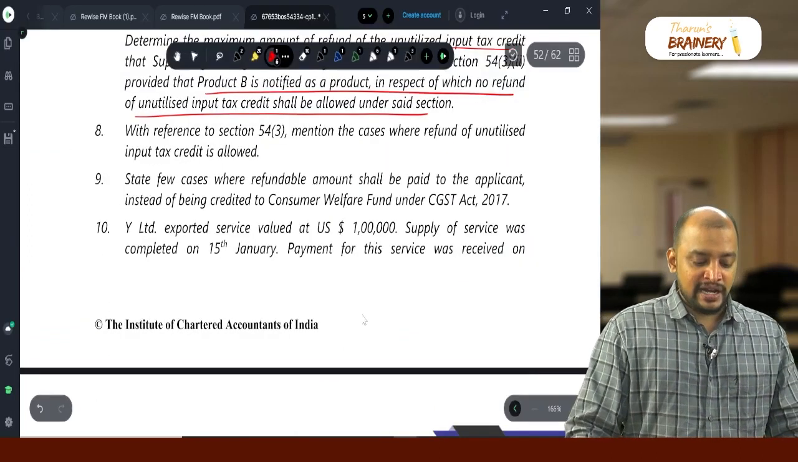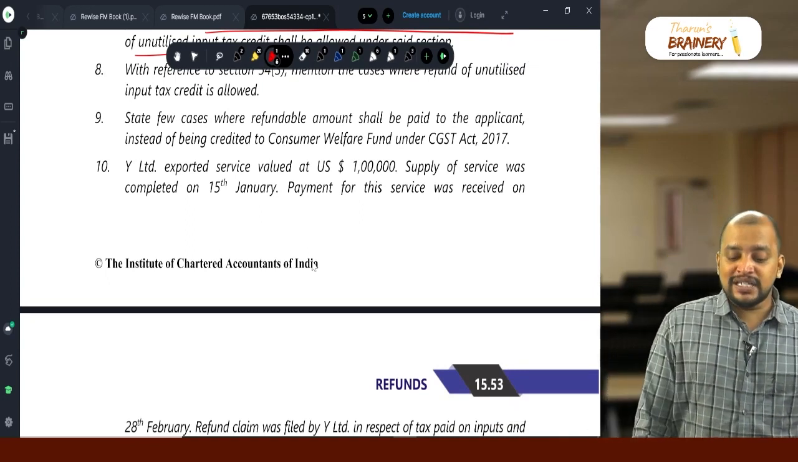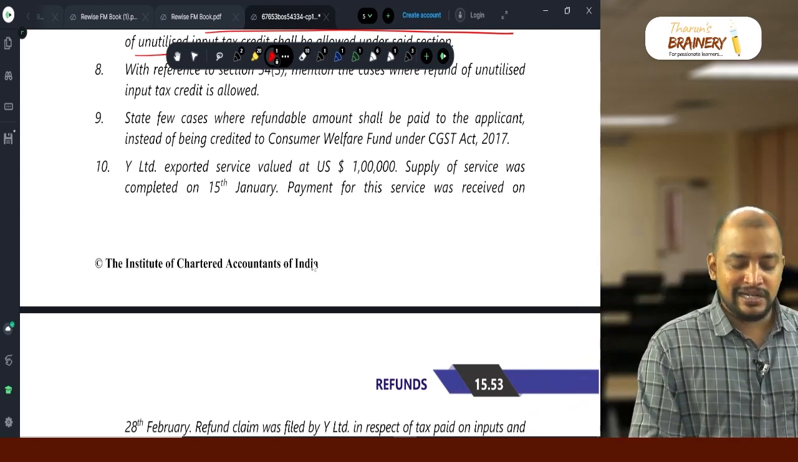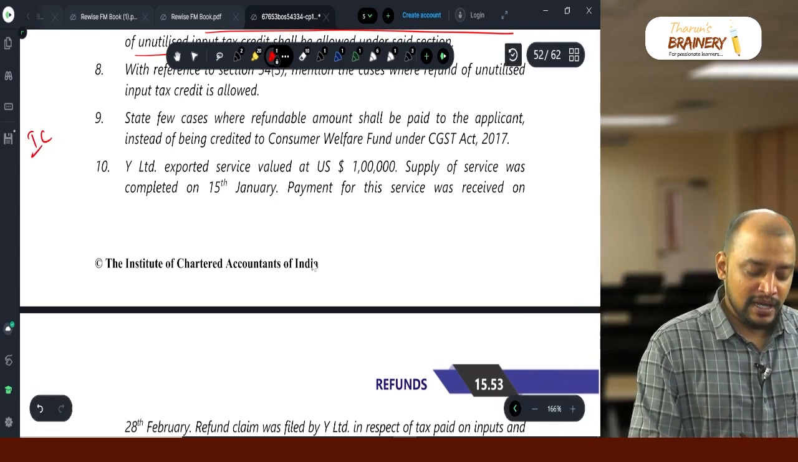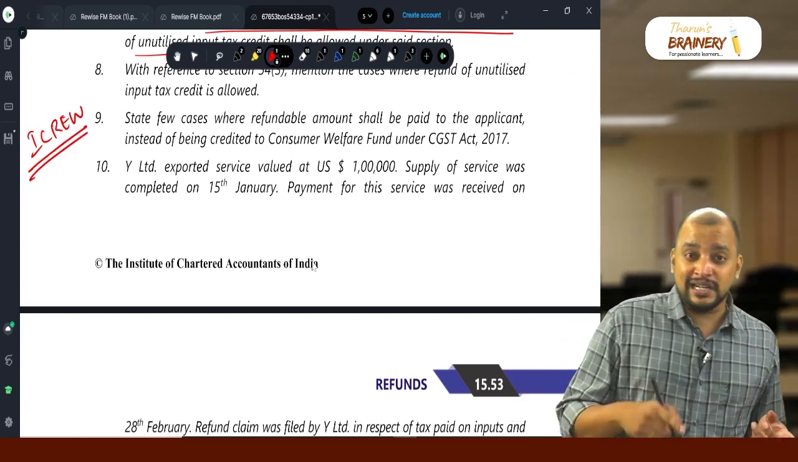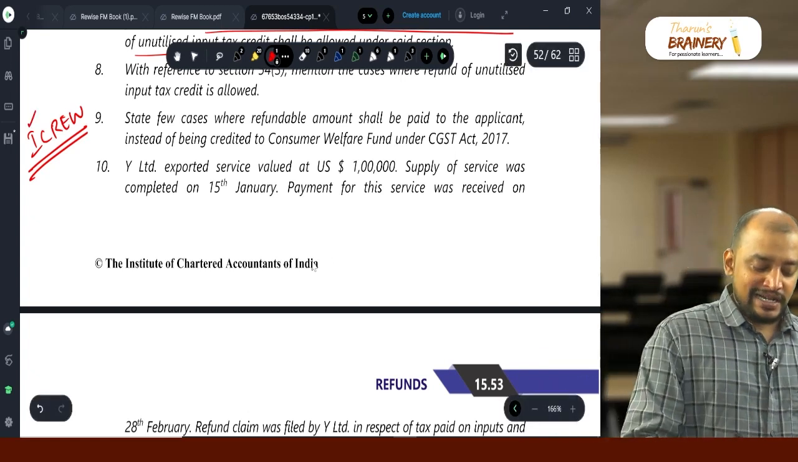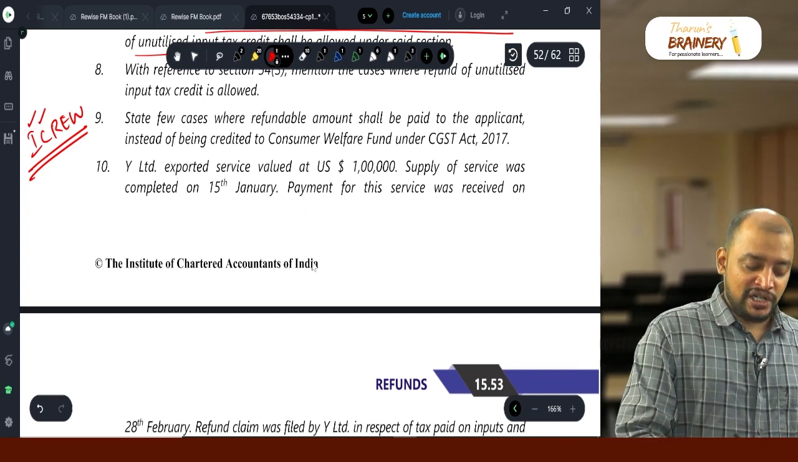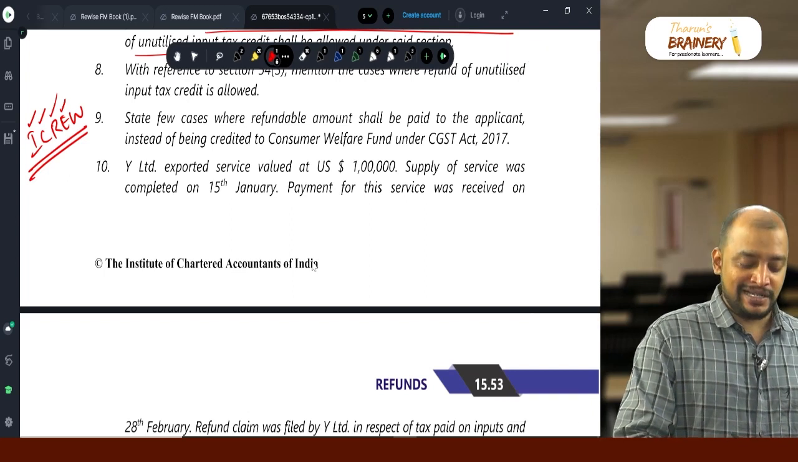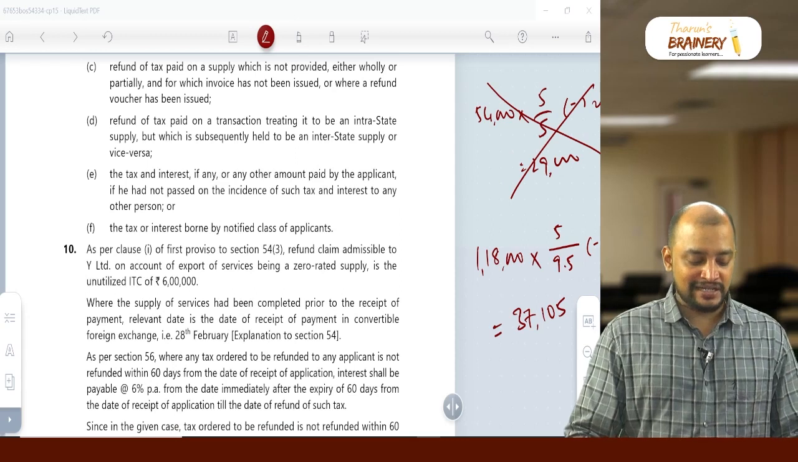Then question number 9, state a few cases where the refundable amount shall be paid to the applicant instead of being credited to Consumer Welfare Fund under the CGST Act. So actually it is ICRU. ICRU you need to remember. Like without crediting to Consumer Welfare Fund it will be refunded. So what is that? ITC refund, refund from the cash ledger, refund voucher, export of goods or service upon payment of IGST, wrong classification of tax. So those 5 points we already discussed.